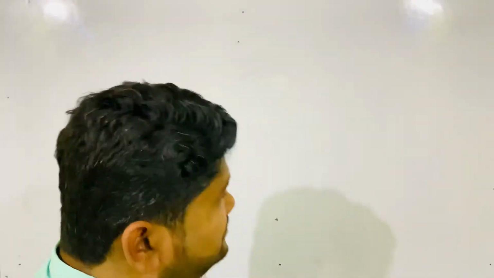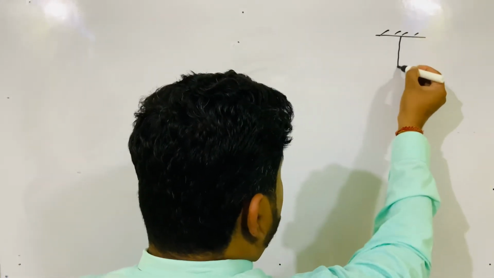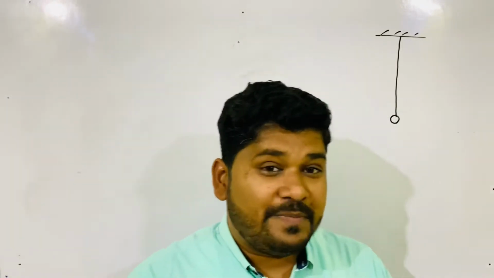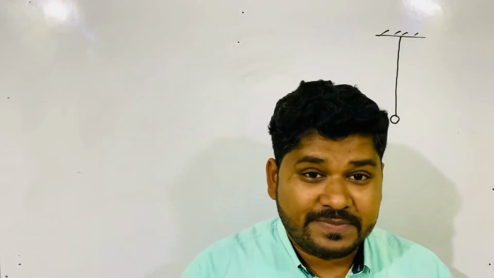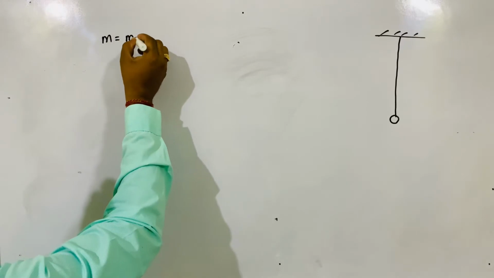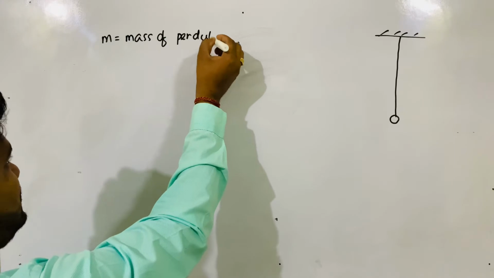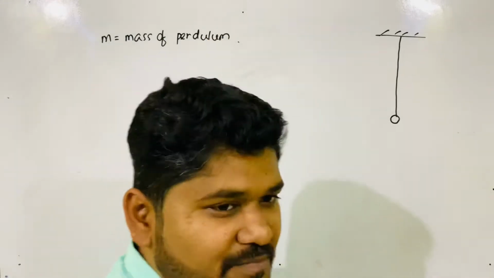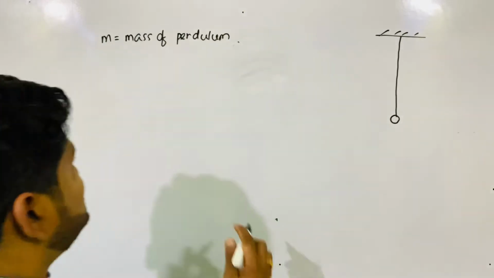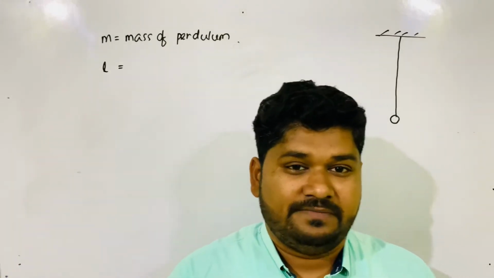So we'll make the pendulum. So this is the pendulum, you see. When you draw the pendulum, we also have to specify the quantities. What quantities will be specified here? M is the mass of the pendulum, which means the mass of the bob, because the string we have already taken as weightless. Then L is the length of the pendulum.